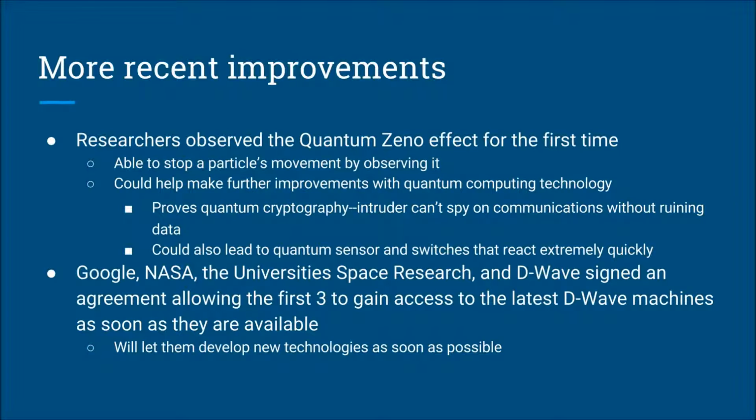Alright, and then Google, NASA, the University Space Research, and D-Wave signed an agreement that would allow Google, NASA, and University Space Research to gain access to the latest D-Wave machines as soon as they are available. An important clarification here is D-Wave is one of the main manufacturers of actual physical quantum computing machines. So this would allow these companies to do research on these quantum computers as soon as they were available, which would help greatly speed up research into quantum computing and help make them more and more refined and practical.